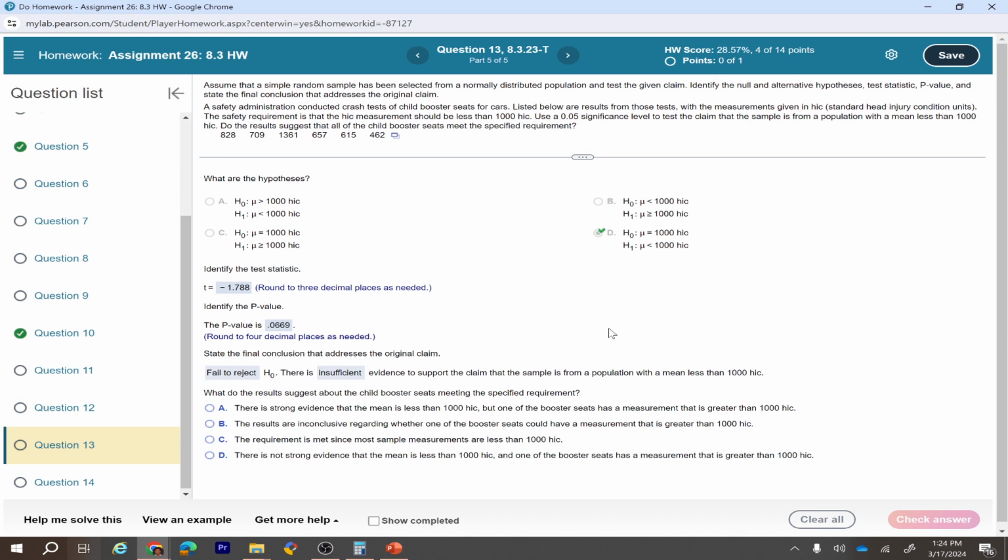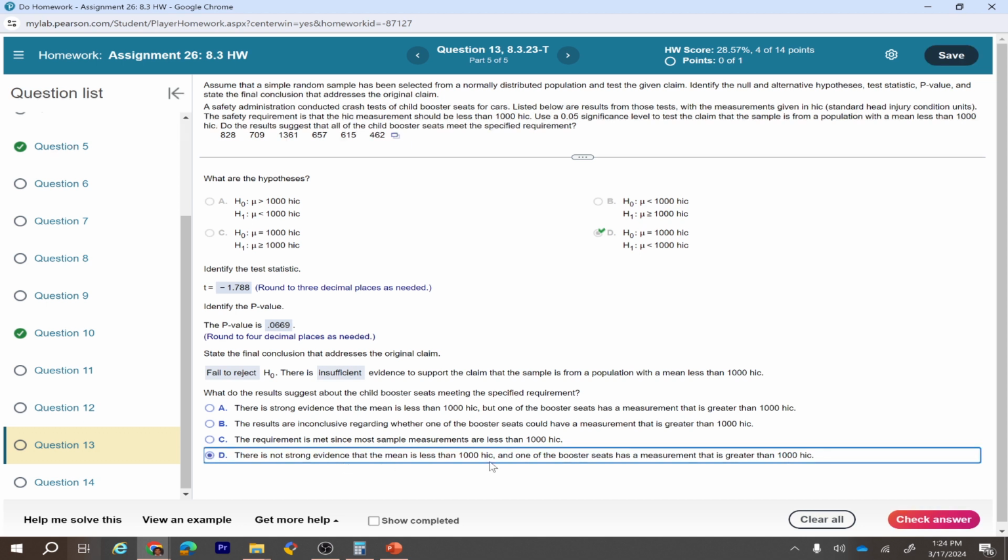Okay. And now, what do the results suggest about the child booster seats meeting the specified requirement? If there is insufficient evidence to support the claim, what is the claim? The claim is that the mean is supposed to be less than 1000. So there is not strong evidence that the mean is less than 1000 HIC, and one of the booster seats has a measurement that is greater than 1000 HIC.